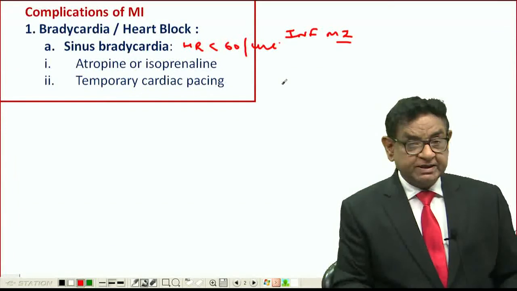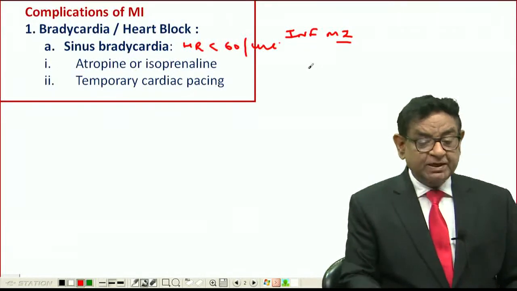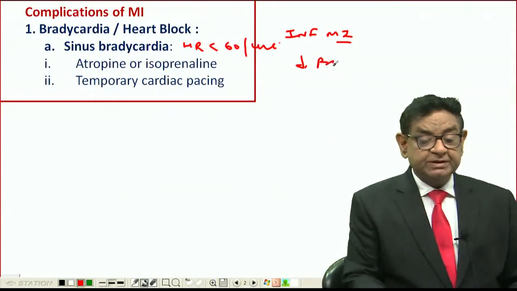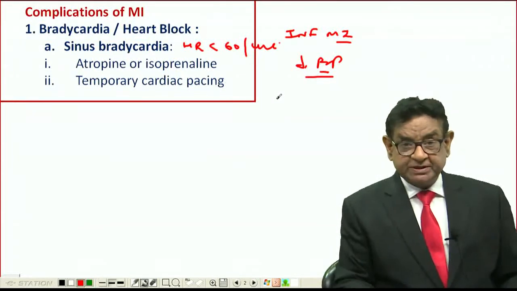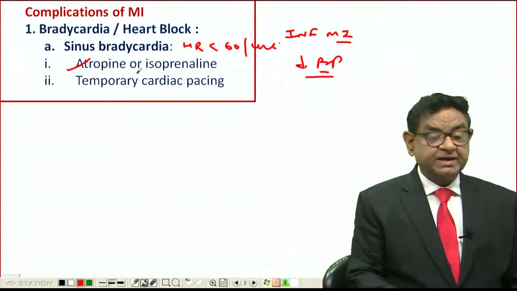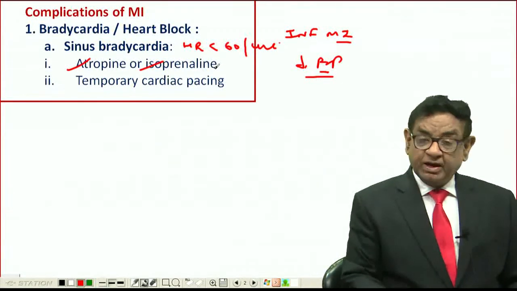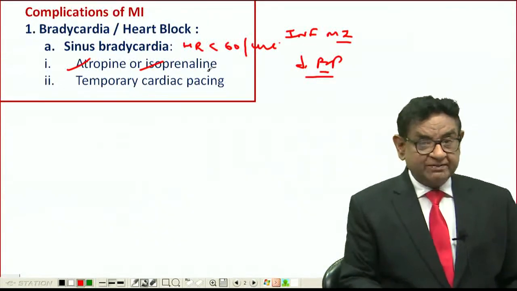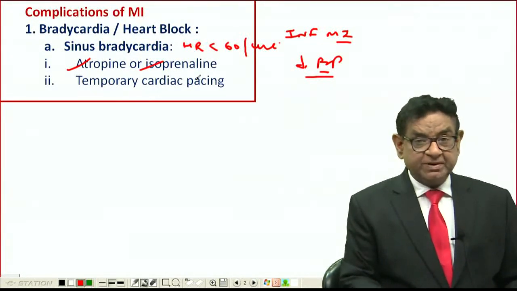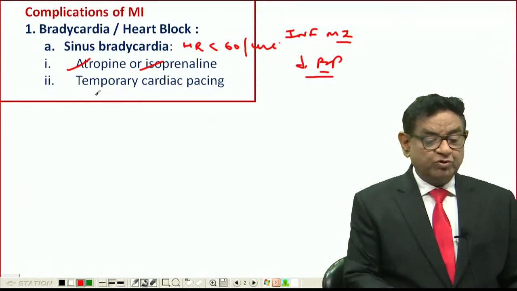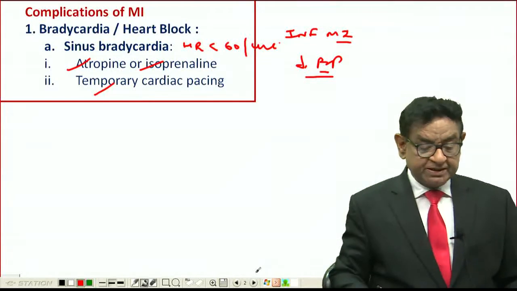In this case, if the patient has problems, especially low BP, then we need to treat this patient. We give injection atropine or we can give injection isoprenaline. But still, despite giving this medication, if the pulse still remains in the bradycardia range, then in that case we may have to go for temporary pacing. It needs to be done.